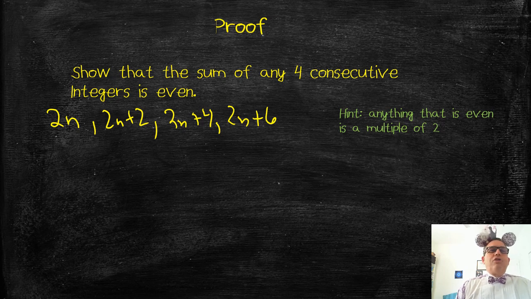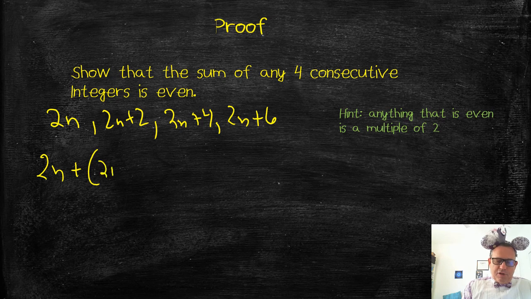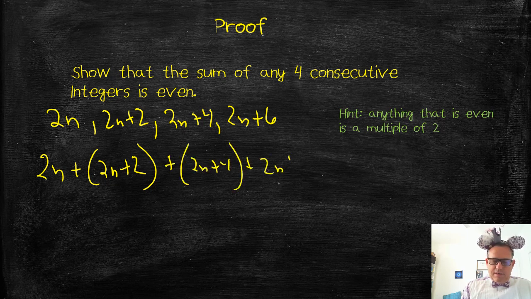No matter what, even if I choose n to be 3, which is odd, these expressions will give me 4 consecutive even integers. 2 times 3 is 6, add 2 is 8, add 4 is 10, add 6 is 12. Okay? It's the sum of any 4. So I'm going to add these together. So 2n plus, again, I'm just going to use brackets to make it clear what I'm doing, (2n plus 2) plus (2n plus 4) plus (2n plus 6). I'm adding 4 consecutive even integers.